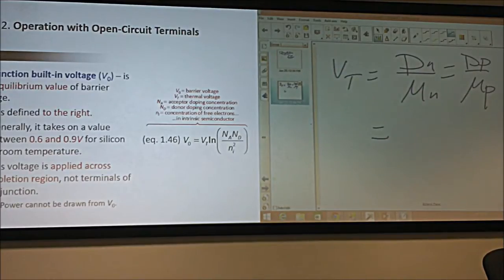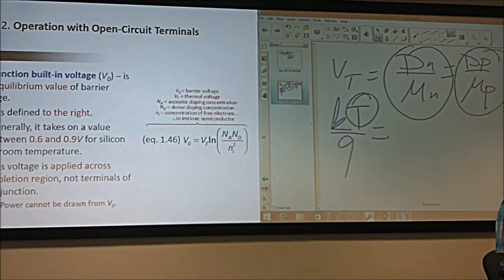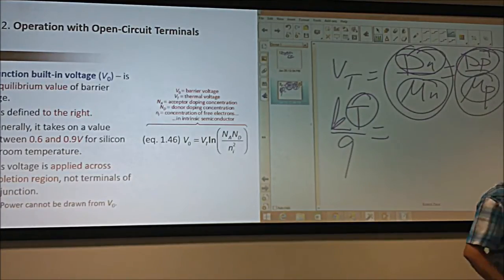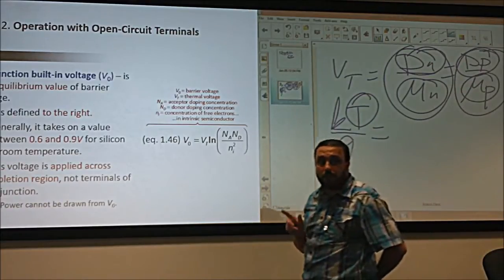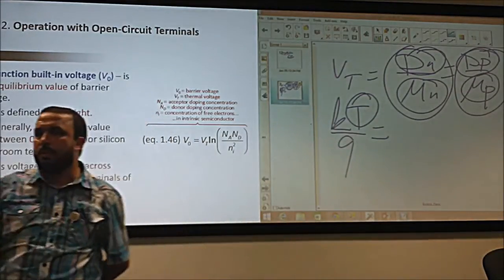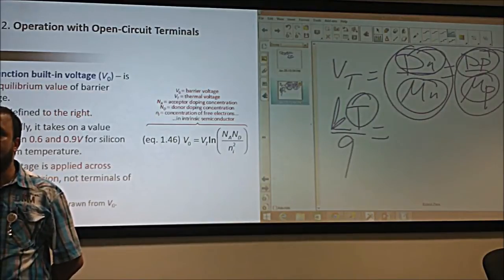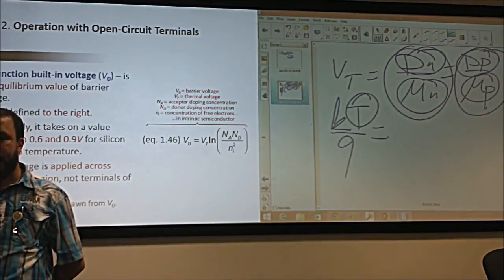What I said here is that this Vt is actually kT over q. Yes or no? That means if we increase the temperature, we increase this ratio. That means we increase the diffusion parameter, or we decrease the mobility, or maybe both, could be one of them. And that's a very important fact: when you increase the temperature, the diffusion always increases. Always. And the mobility actually decreases.